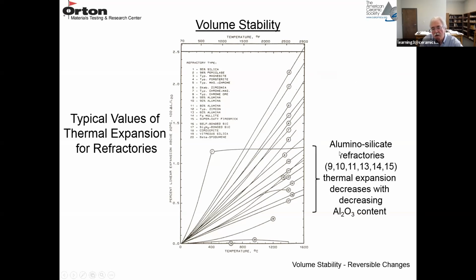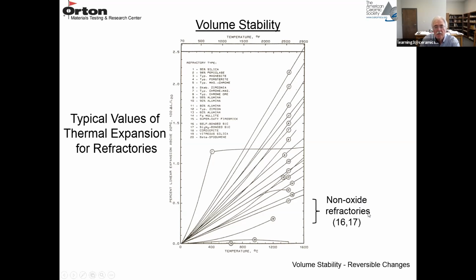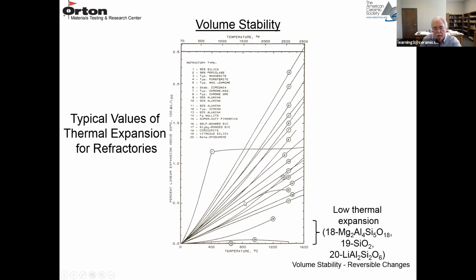And the middle of the diagram are the alumina-silica refractories. They'd be 9, 10, 11, 13, 14, and 15 in this range here. Again, as you decrease the alumina content in this direction, you decrease the thermal expansion coefficient. So the basic refractories are the highest thermal expansion. The next lowest are the alumina-silica. Now close to the bottom are the non-oxide refractories, 16 and 17. And these are silicon carbide and silicon nitride bonded silicon carbide.